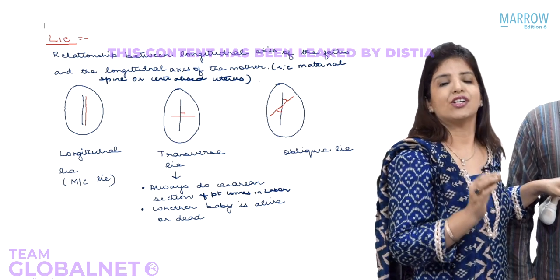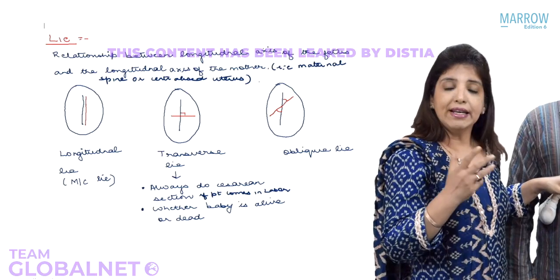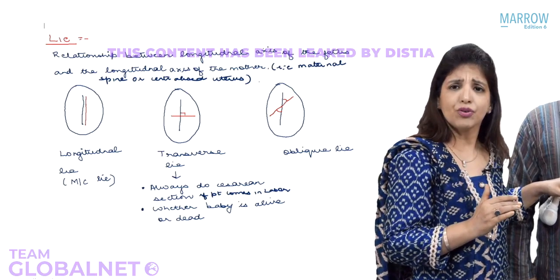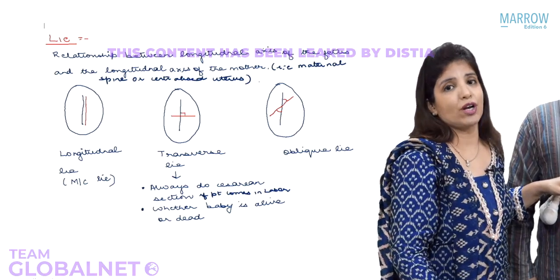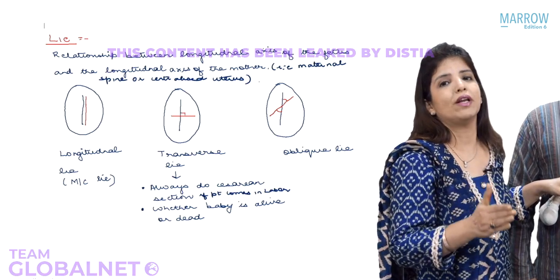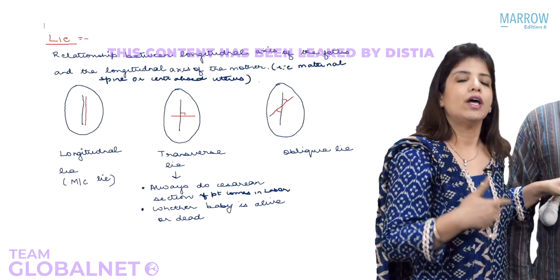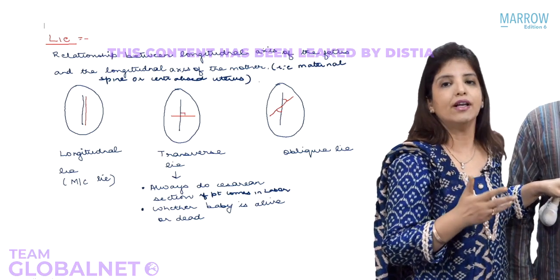Please remember that destructive procedures for transverse lie in case of dead baby are no longer used. Right? So even if your question is saying that there is a dead baby with transverse lie, your management will be cesarean section. Is that clear to all of you? And I told you the most common lie is longitudinal lie.